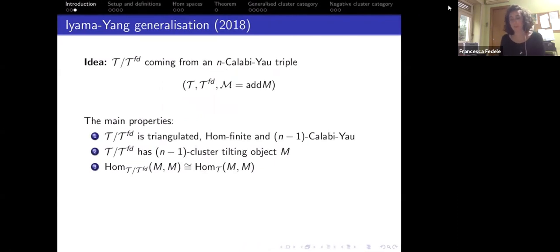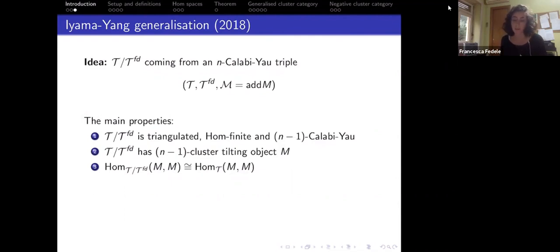So they prove that, well, the translations basically of these three main properties we were talking about hold. So you still have that this T over TFD, so this generalized cluster category, is triangulated, Ext-finite, and n-1 Calabi-Yau. It has an n-1 cluster tilting object M, so basically M plays the role of what A was playing before. And then the endomorphism space of M over this Verdier quotient is isomorphic to the endomorphism ring of M over T. So these were all already proven, as I was mentioning.